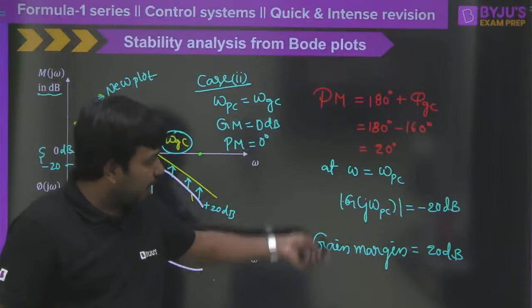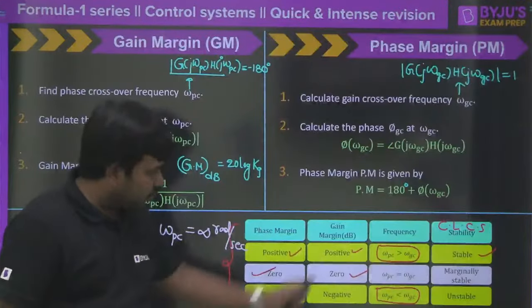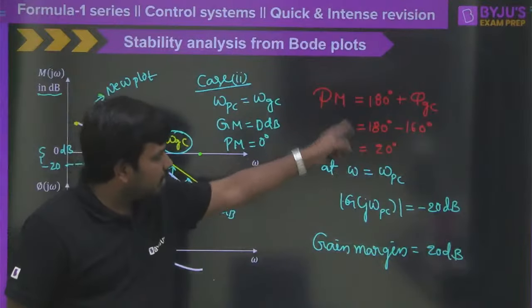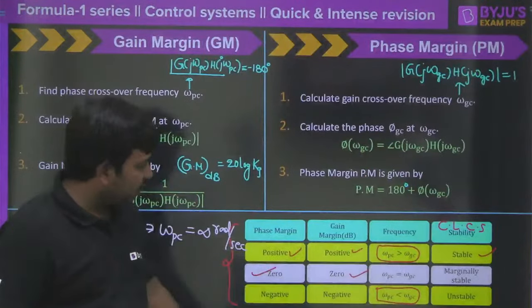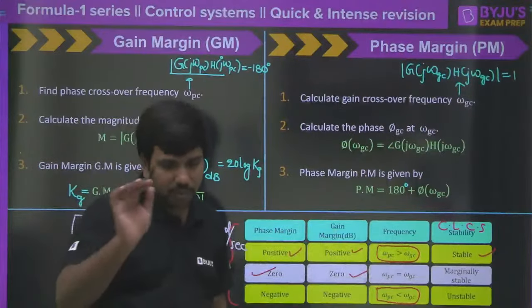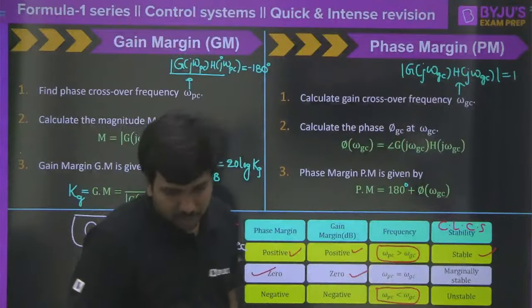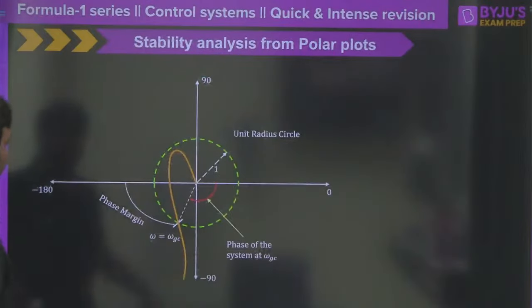And once you calculate the gain margin and phase margin, you should follow this table. Look at that. First case, phase margin is 20, gain margin is plus 20 dB. Therefore I can say it is positive, the closed loop system is stable. Clear? That's it. Yes, thank you very much. For you only I explained.